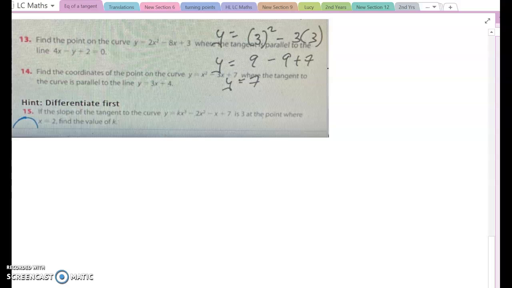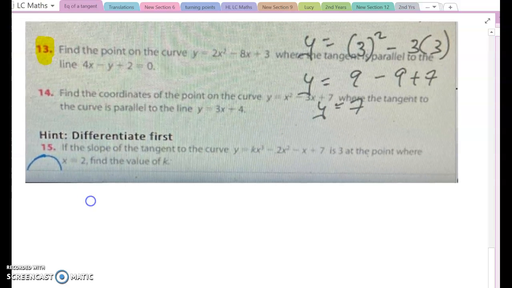Okay, this is a calculus question around the equation of a tangent to a curve. In question 13, if you look at that one first, it says there's a curve called y equals 2x squared minus 8x plus 3, and then there's a straight line, 4x minus y plus 2 equals 0.